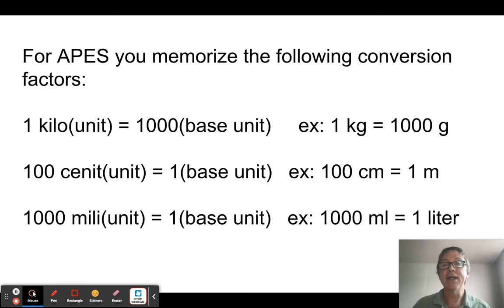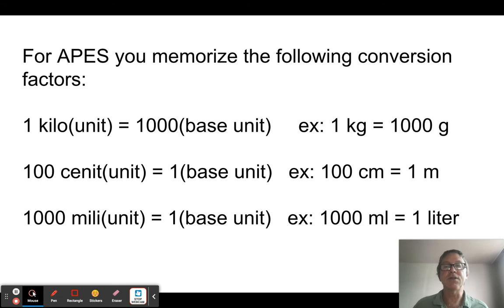You need to know that centi is a prefix. It says Senate instead of centi. Sorry about that. You need to know that it means 100. So if I have a centimeter, it means 100 centimeters equals 1 meter. 100 centiliters equals 1 liter, and so on.